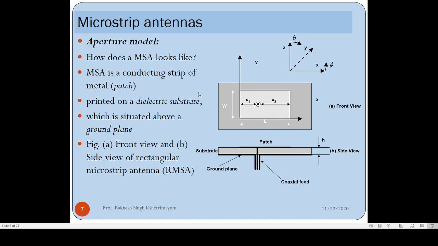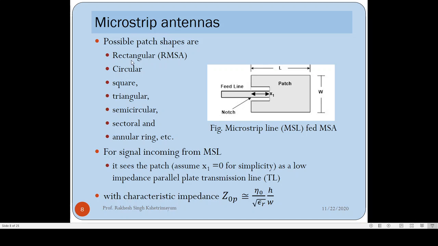So in the microstrip antenna, the main component is the patch. Then you have a dielectric substrate. Then you have a ground plane. So these are the three components of the microstrip antenna. And these patches can be of various shapes. It could be rectangular, circular, square, triangular, semicircular, sectoral, annular, ring. You can have different kinds of shapes according to your requirements, according to the application specification of the antenna. In this class, we'll discuss the simple patch, which is rectangular in shape. This patch here is rectangular in shape, right?